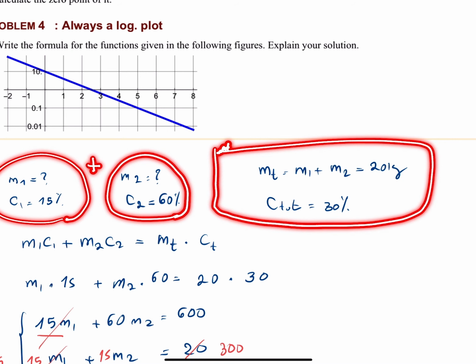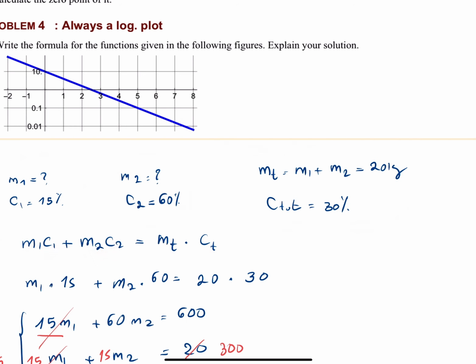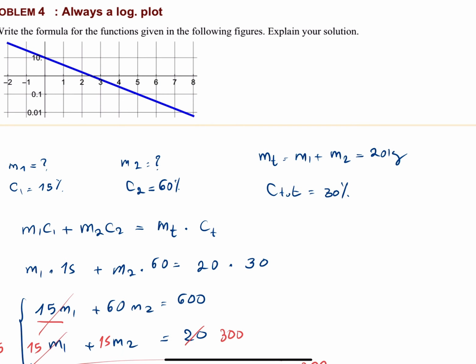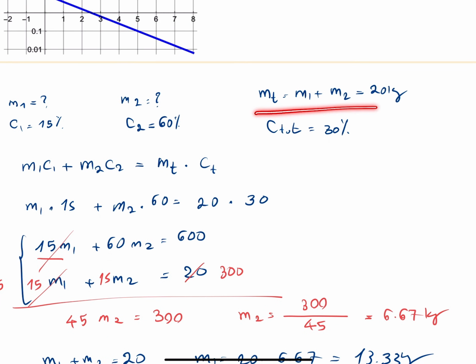First, we have to write this formula. M1C1, the first mass multiplied by C1, the concentration of the first, plus the second mass multiplied by C2, equals the total mass multiplied by C total. Now we put in the details: M1 here, C1 here, M2 here, and C2 here. And we have C total 30 and M total 20. Also we know the mass M1 plus M2 is 20 kilogram.